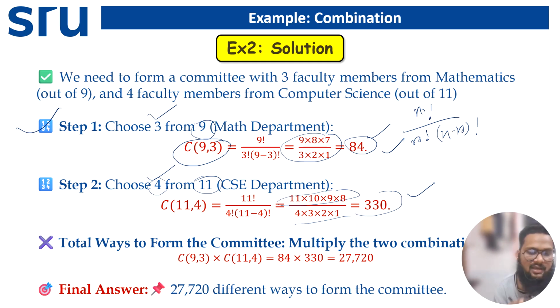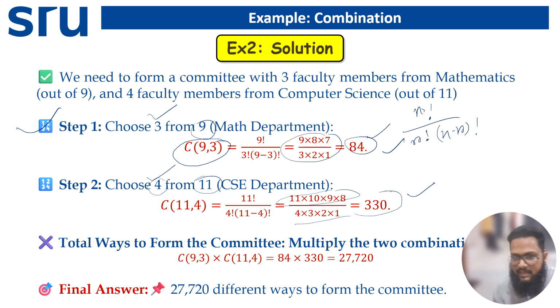If you remember, I solved one problem about choosing a menu from a restaurant. You have to choose a starter, a main course, and a dessert. That means from each set you have to choose at least one. Similarly, set 1 is math faculty and set 2 is CSC faculty, and you have to choose at least one from each set. You cannot choose only math, you cannot choose only CSC. So that's why you have to use the multiplication principle here, not addition. If the question were asking to choose any of these, then the choice would be different.